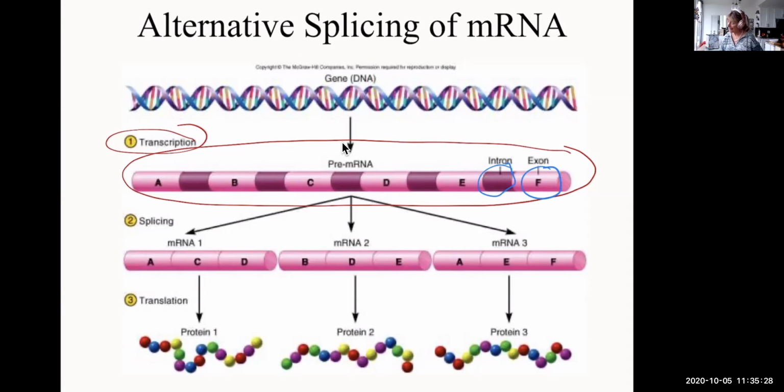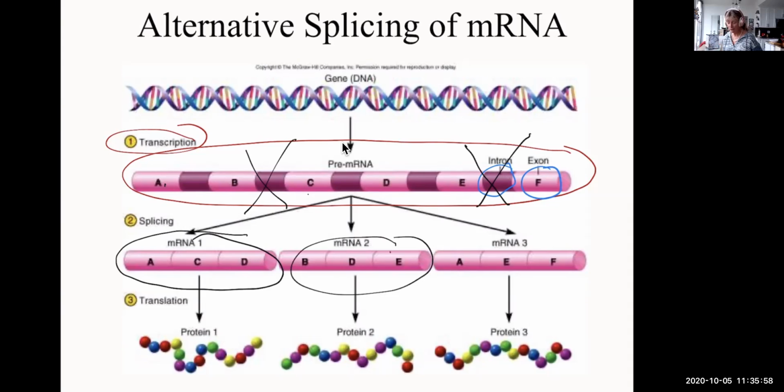And interestingly, the introns get spliced out. Yeah, some of them are spliced out. But that could result in different sequences of messenger RNA in the end. So here's messenger RNA 1. It's just simply the A, the C, and the D. Everything else has been spliced out. This is very simple, of course. There's going to be way more.